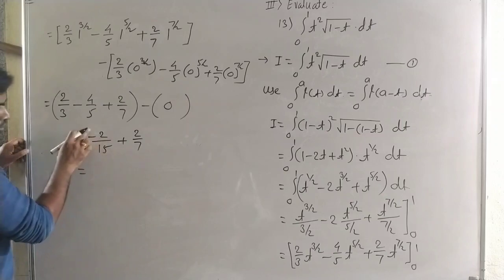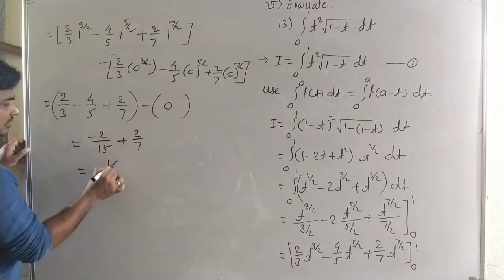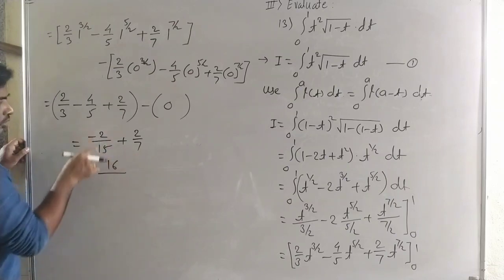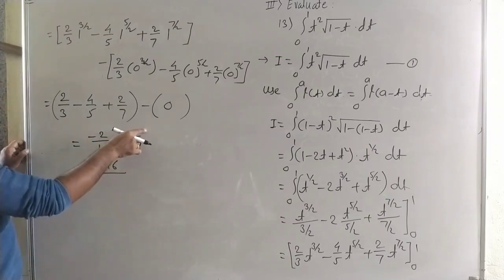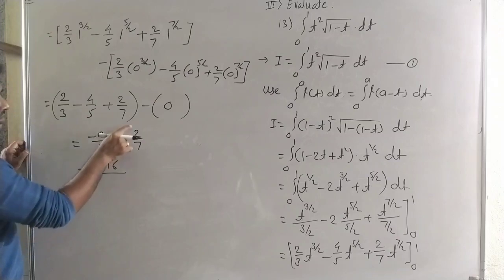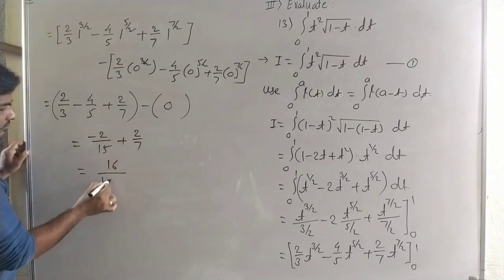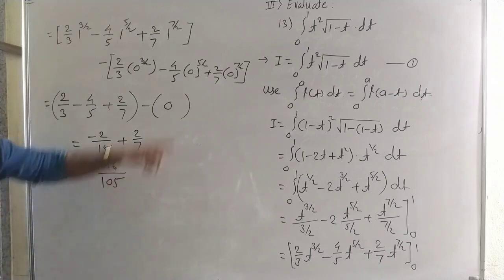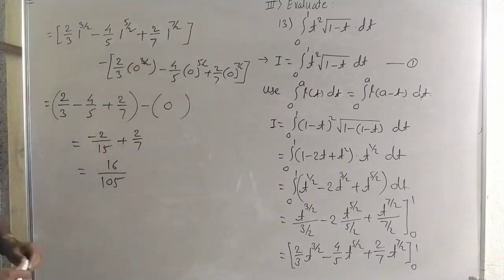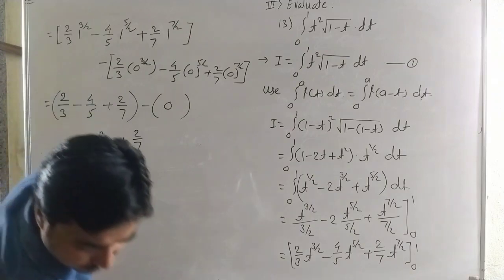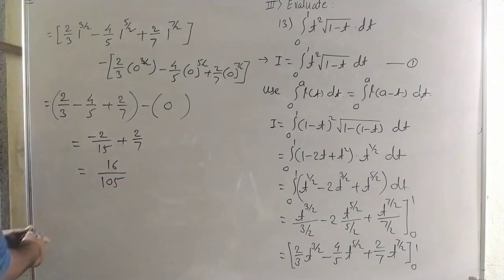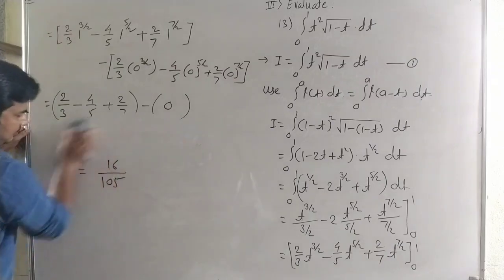Again, here, see carefully, minus 14 and plus 30, that means plus 16, and the multiplication of these two terms is 105. Okay, here it is the last answer of this question. Now you see the next example.